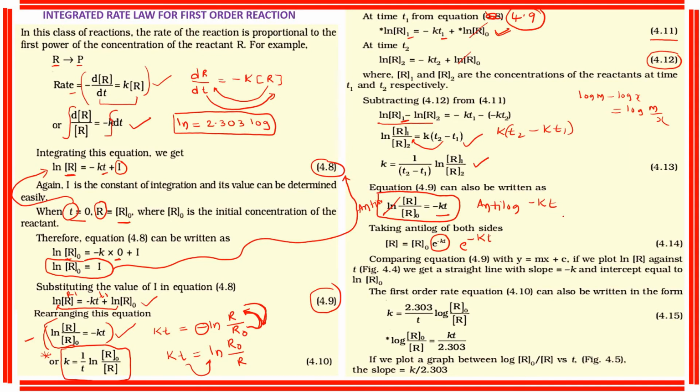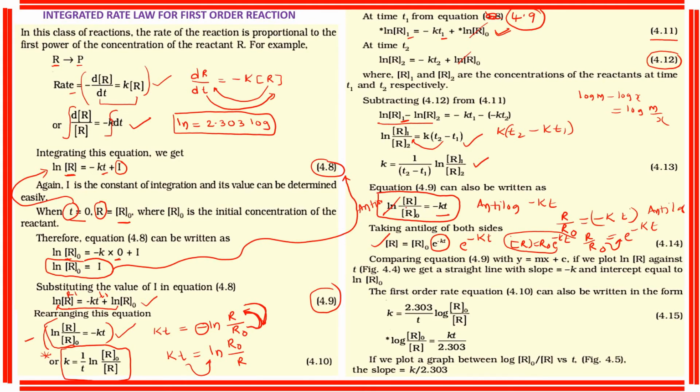So what we are going to get here? After doing anti-log of ln r by r0, we get r by r0 is equal to e to the power of minus kt. Now you send this r0 to the right hand side here. So what we get here? This expression we are going to get. Now concentration of r is equal to r0 into e to the power of minus k into t. This expression you are going to get here.